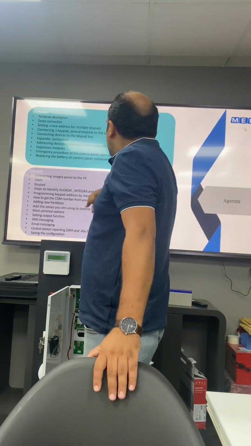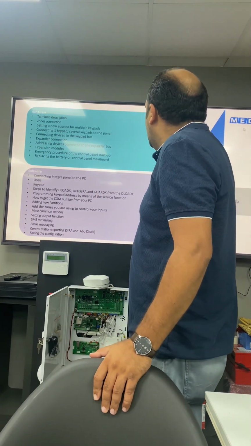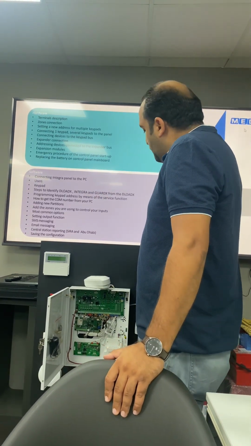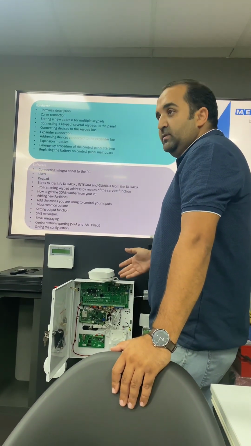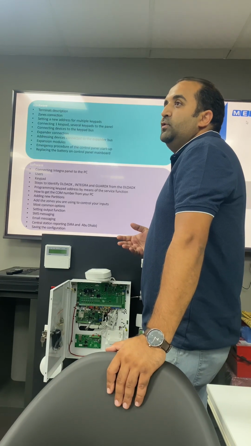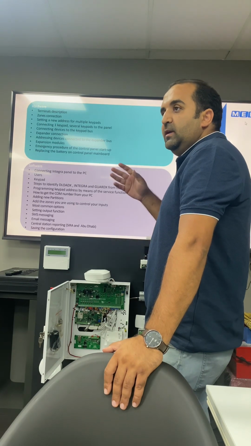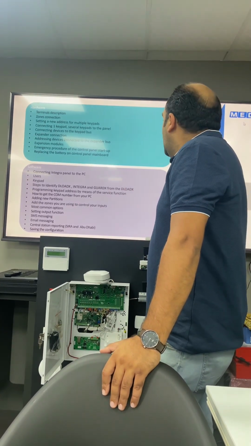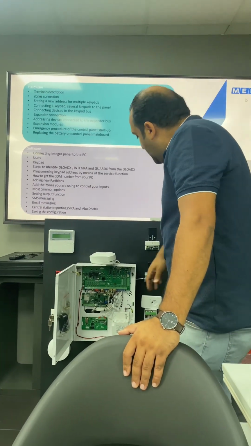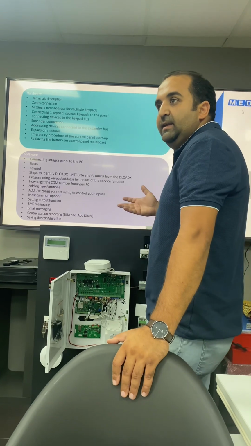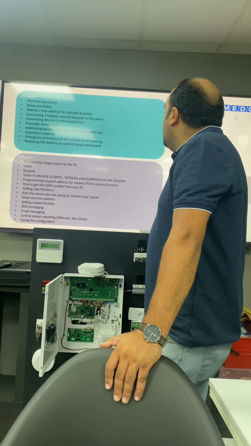Then, this one is done. Here, how to add the zones you are using to control your inputs. It has many options for the inputs. For example, if you need the sensor to work 24 hours, like panic, there's an option to control those inputs. Most common option, setting output function. You have inputs and outputs. As with any controller, you have inputs and you have outputs. How to do it also, we will check.